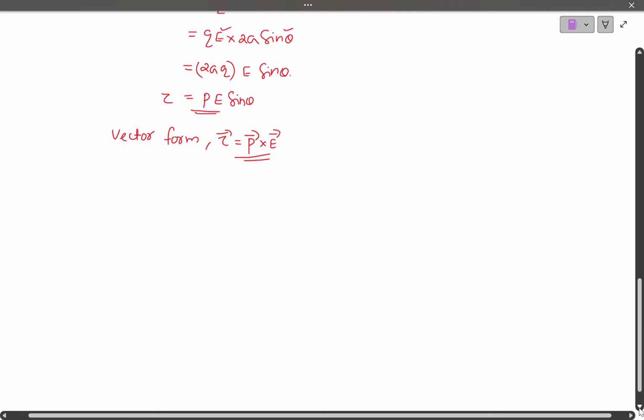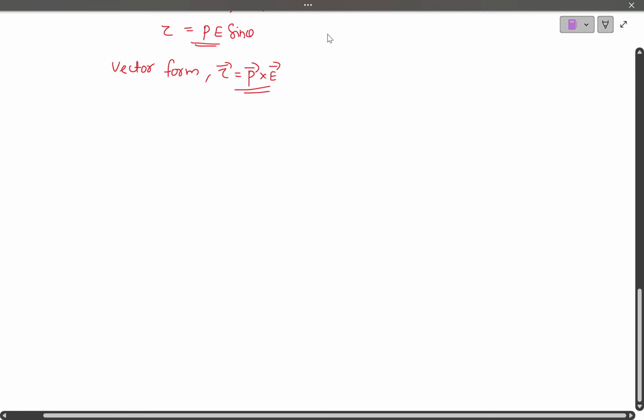So let's see some cases. That is the maximum torque acting on the dipole. The maximum torque acts on the dipole when theta equals 90 degrees. So let's write the equation torque equals PE sine theta. So that is equal to PE sine 90. Sine 90 is 1. So the answer is PE. So this is the maximum value of torque acting on the dipole.